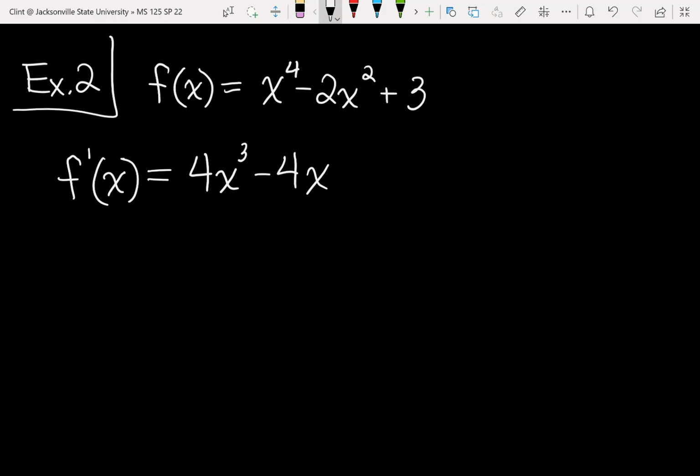We want to make our little sign chart, so we need to find the critical numbers. We need to know where our derivative would be 0 or where it would not exist. And it's a polynomial, so it's defined everywhere. So we really are concerned with the places where it would be 0 on this one. So set it equal to 0 and solve.